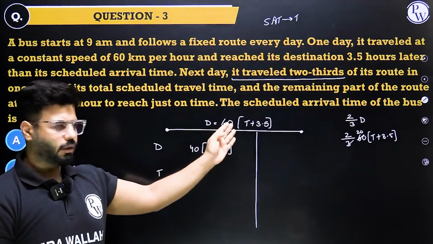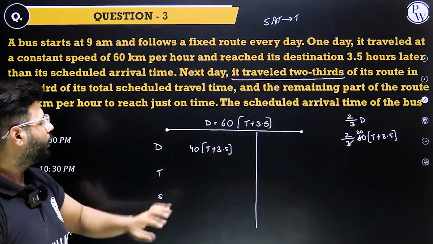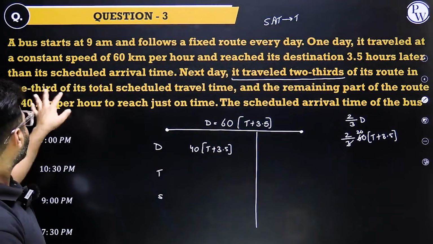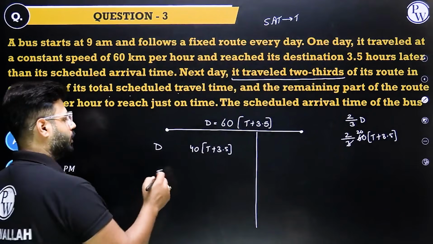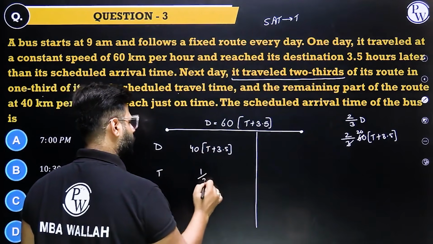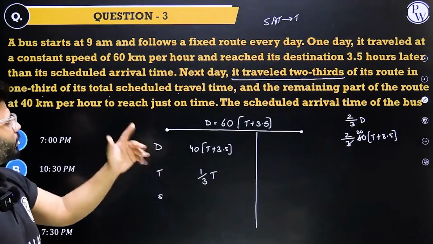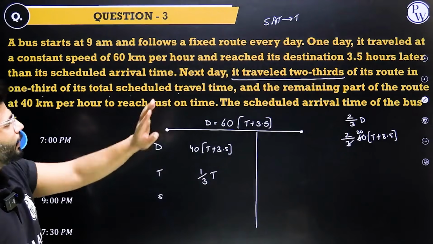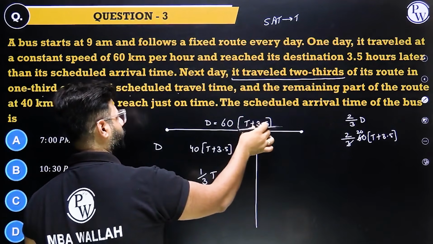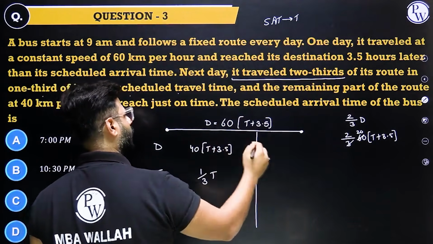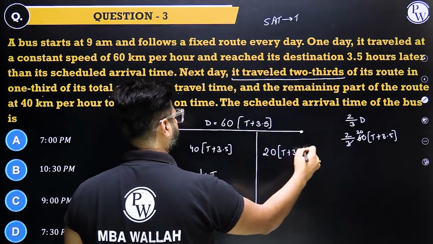You're multiplying 2/3 to this. Handle it with 60 now. Leave it like this. So I know that okay, this much distance has been traveled in 1/3 of the total scheduled travel time, that is t. So for this much distance, you have taken this much time. Perfect. The speed I don't know. Let us see if we will require it or not. And the remaining part. What is the remaining part? Out of 60 into t plus 3.5, or 60k, 40k is gone. Remaining is 20k. So 20 into t plus 3.5 is left.